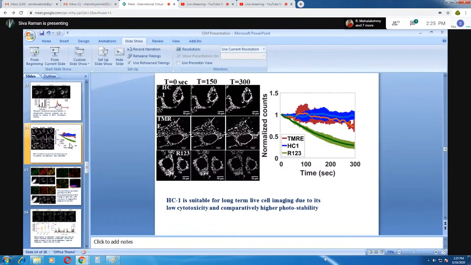Okay, we compared three different types of dyes. One is HC1, our dye. Another one is TMRE, which is tetramethylrhodamine. It's also a very good dye for mitochondrial tracking, and its cytotoxicity is low. In the earlier slides I told you about rhodamine 123, which is a green emitting dye. It is photocytotoxic.